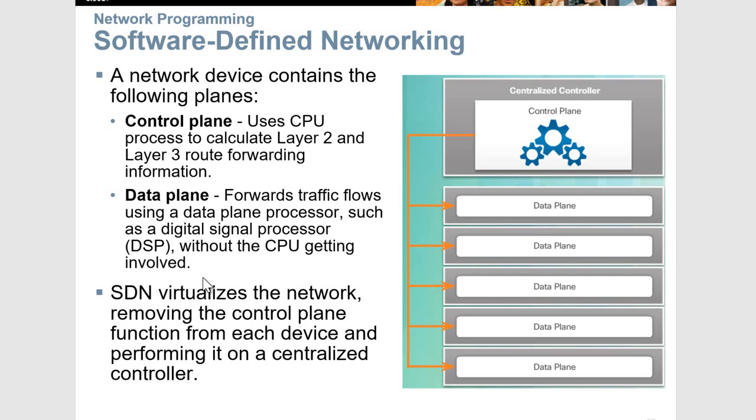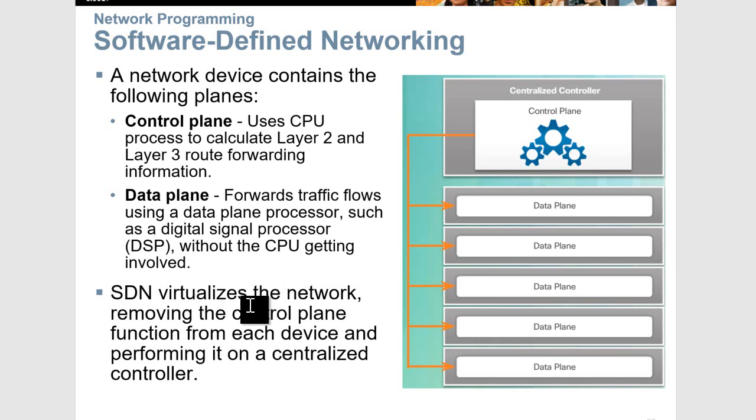The data plane is also called the forwarding plane. This plane is typically the switch fabric connecting the various network ports on a device. The data plane of each device is used to forward traffic flows. Routers and switches use information from the control plane to forward incoming traffic out the appropriate egress interface. Information in the data plane is typically processed by a special data plane processor, such as a digital signal processor or DSP, without the CPU getting involved.